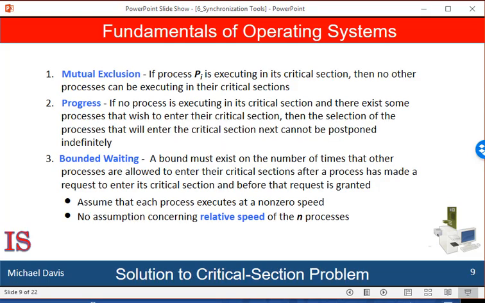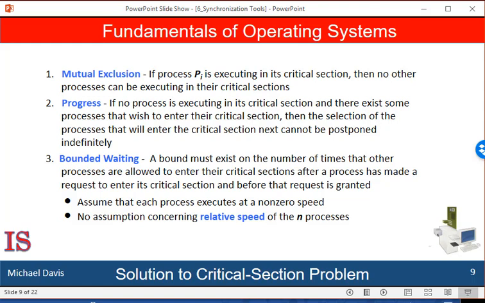A solution to the critical section problem must satisfy three requirements shown here. While I may be criticized for reading something that you can read yourself, I think these requirements are important enough to justify it, so here we go. First requirement is mutual exclusion. If a process is executing in its critical section, then no other process can be executing in their critical sections.